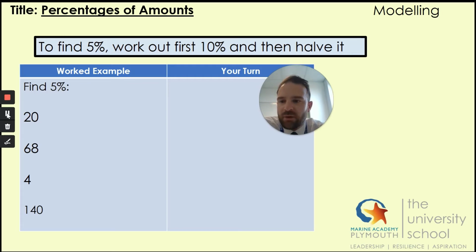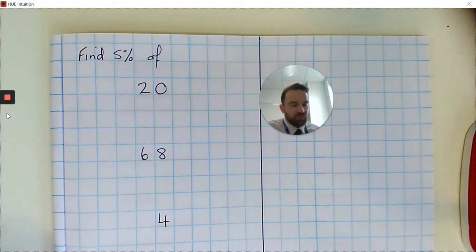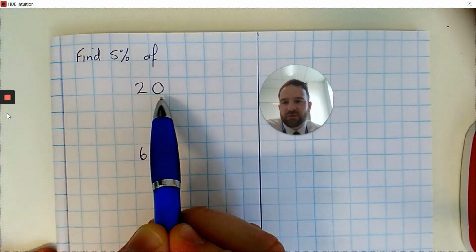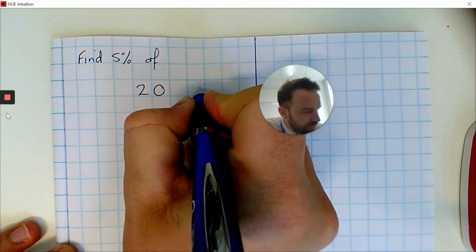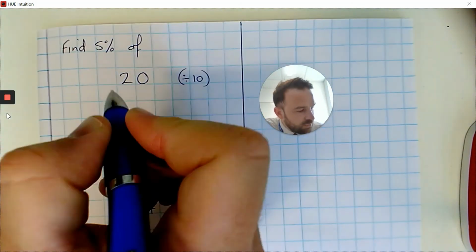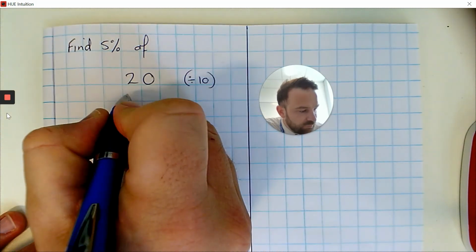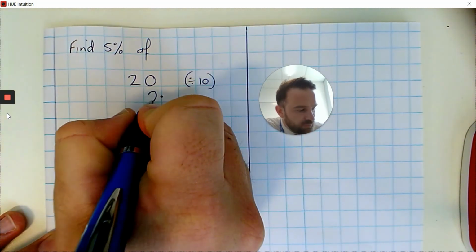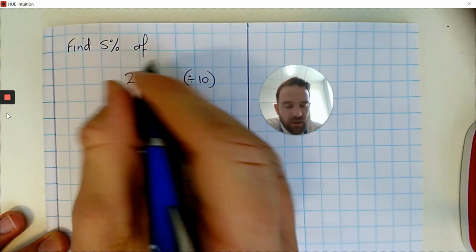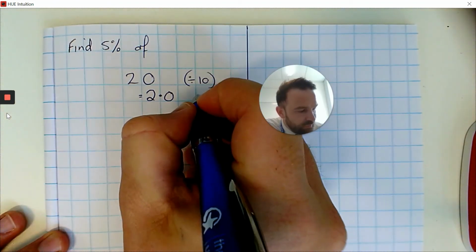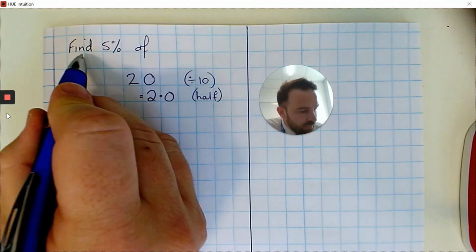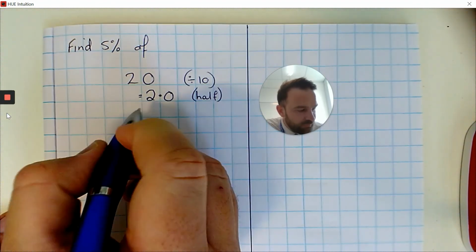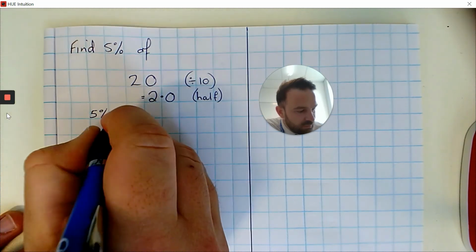Okay, well done. So I'm going to go through 4 worked examples of finding 5%. Our first one is to find 5% of 20. So my key bit of information said find 10% first, which was dividing by 10. So 20 divided by 10 gives me an answer of 2. And then what I need to do is half my answer. So 5% of 20, well, half of 2 is 1.